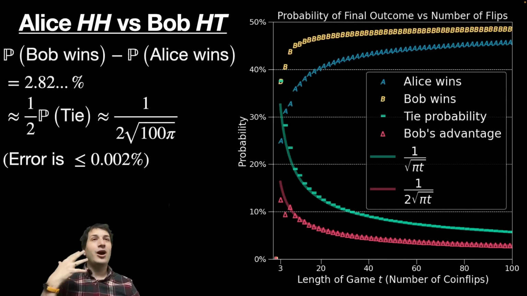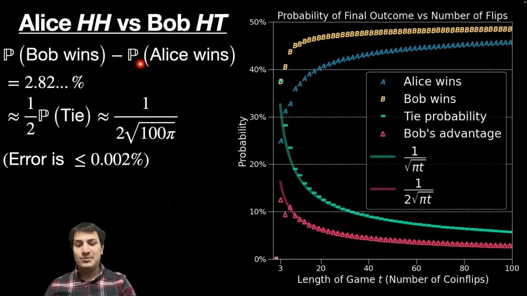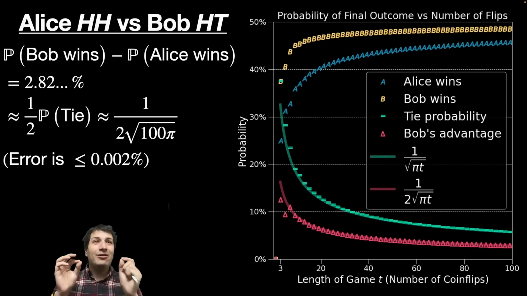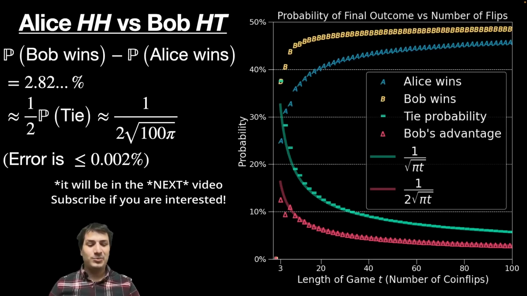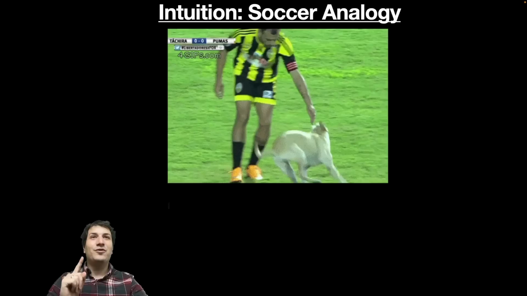And what this means is, for our original problem, the probability Bob wins minus the probability that Alice wins is 2.82%, and that's approximately 1 over 2 square root of 100 pi. And that error is extremely tiny, less than 0.002%. And I found a really nice proof of why this is. So that'll also be towards the end of the video, explaining these asymptotics and where they come from. And this factor of square root of pi is actually not unexpected. It comes from the central limit theorem. So first up, let me do the intuition, this nice soccer analogy.